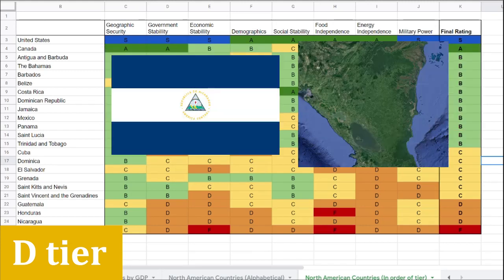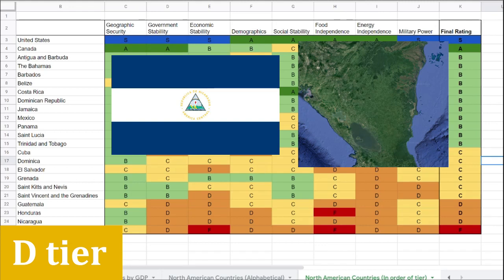Nicaragua. Okay, geographic security B is kind of similar to Honduras in that respect. Government stability is D. Again, there was a three-decade-long civil war in this country from 1960 to 1990. Not good in terms of government stability. And also, there are no term limits there, and the legitimacy of the 2016 election in that country is disputed by the international community. It was the president's third term, and he refused for there to be international monitoring of the election. Pretty sketchy. D-tier government stability.